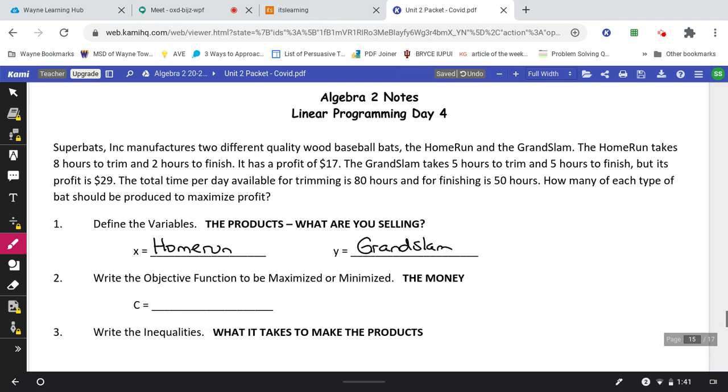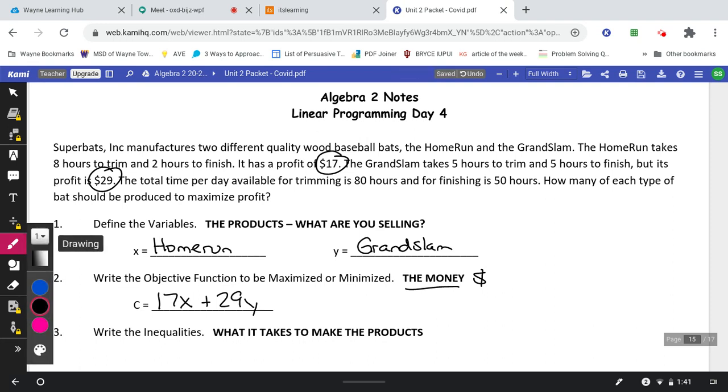The home run takes 8 hours to trim, 2 hours to finish, and then it tells you the profit of 17. Remember, on part number 2, you're also asking about the money, so we're always looking for those dollar signs. I see a dollar sign amount of 17 and another dollar sign amount of 29. So the objective is 17x plus 29y.